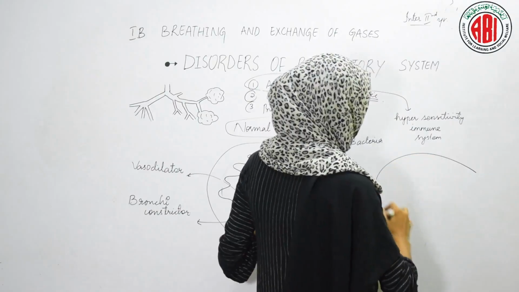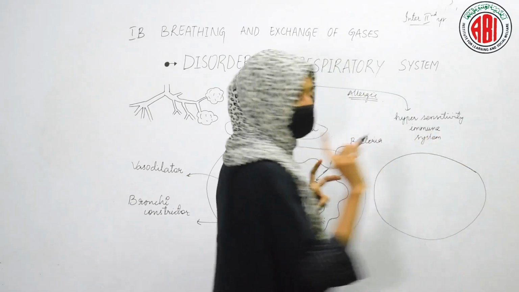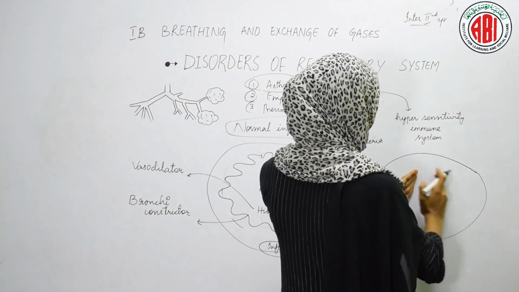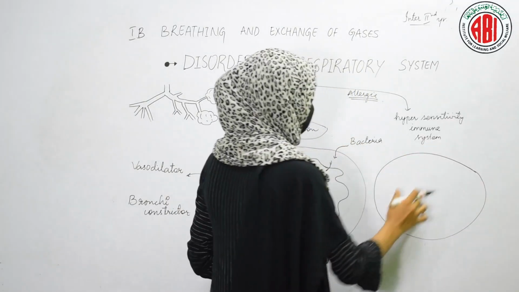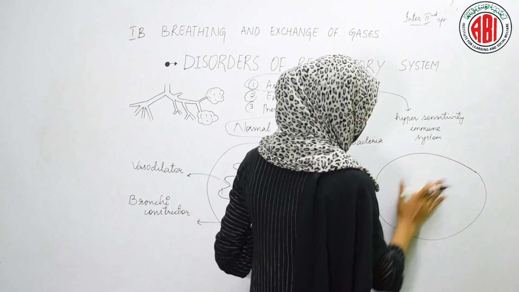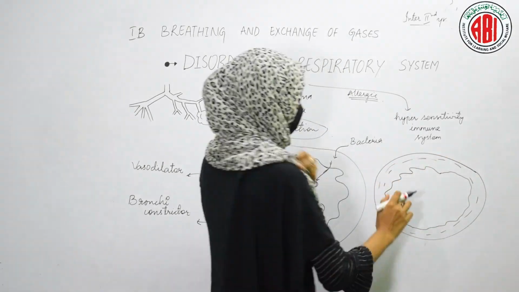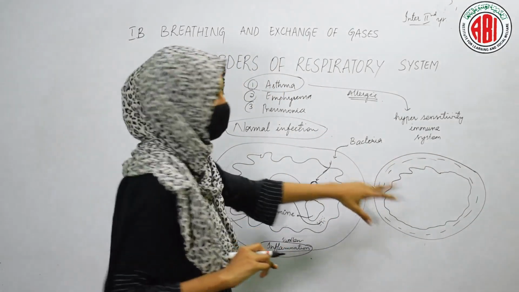Now, take the transverse section of our trachea and bronchi. When we do the cross section or transverse section of the bronchi and trachea, we can see this kind of structure. Here, the wall of the trachea is present, the wall of the bronchi is also present. The inner lining of the trachea can be seen.